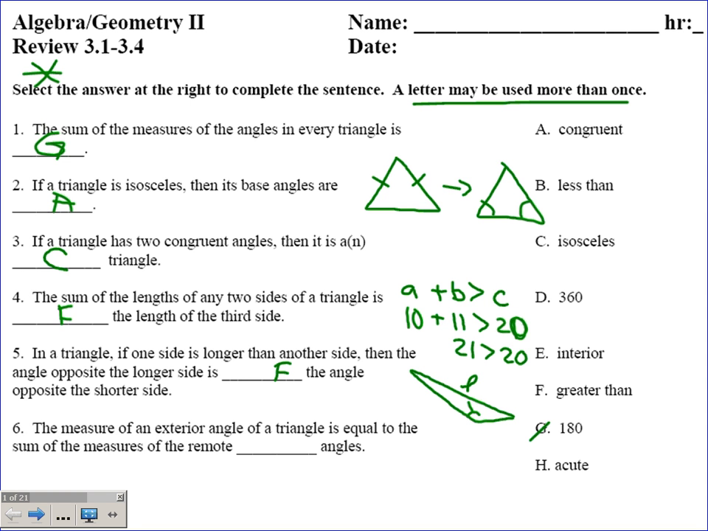Number 6, Rashad, can you read that one for us? The measure of an exterior angle of a triangle is equal to the sum of the measures of the remote interior angles. Yeah, the interior angles. Remote just means away from. So again, if you have this picture that looks like this, that's kind of a dumb picture. Let me draw it a little bit bigger. If we have a picture that looks like this, then we have an angle. This is angle 1, this is angle 2, this is angle 3.